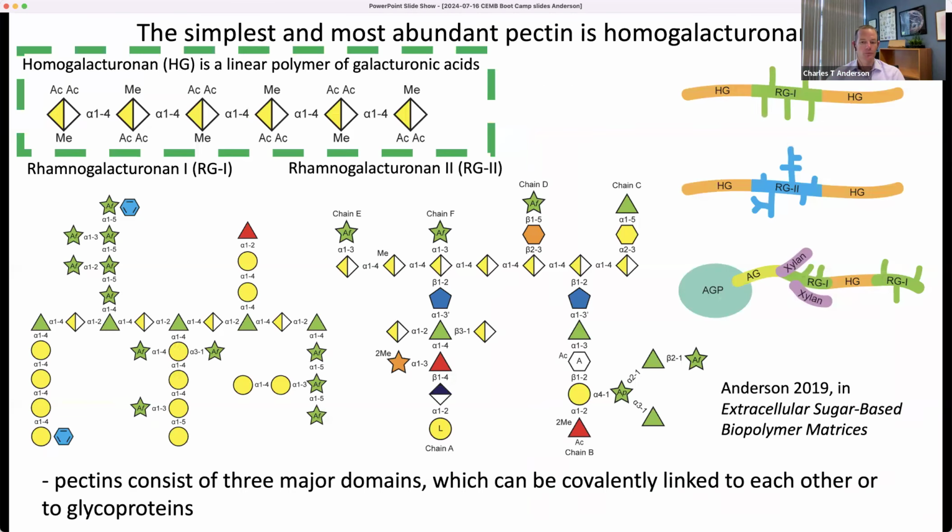Okay, so one of the things that we study in these guard cells is pectin. And again, as a reminder, the simplest and most abundant pectin in most cases is homogalacturonan.